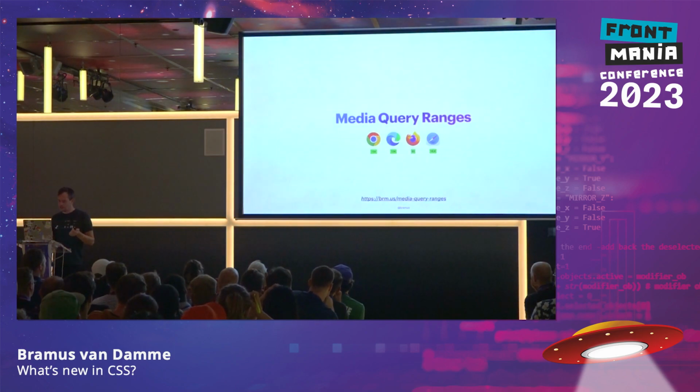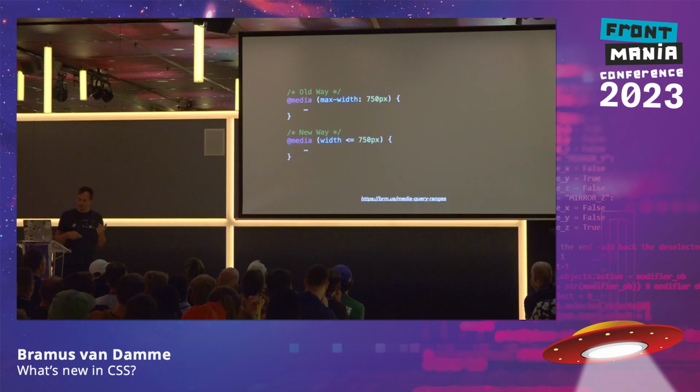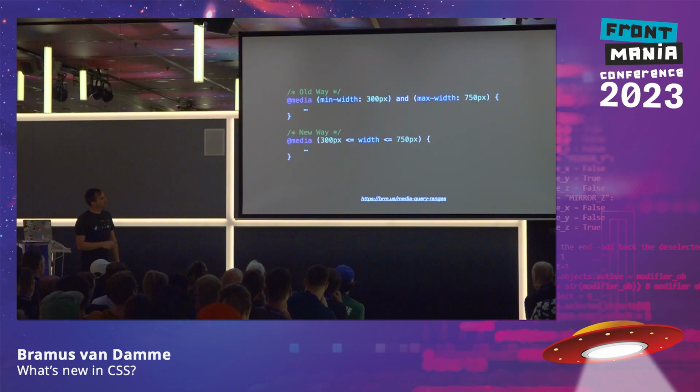Media query ranges, a short one. This is how we wrote it back in the day, max-width: 750px. You can also just use mathematical operators there. I'm getting the 5-minute sign, okay. If you want to do something in between, you use this syntax, which is a bit weird. But if you read it like the width is sitting in between the value on the left and the value on the right, it kind of makes sense to read.